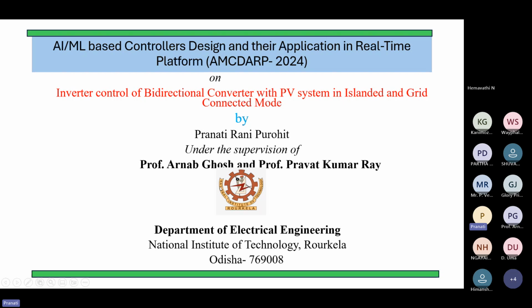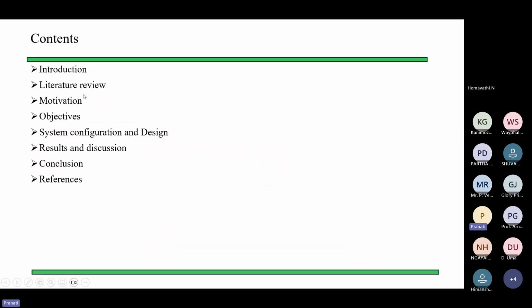Good morning, everyone. I'm Pranati Purohit. The topic is artificial intelligence and machine learning based controllers design and their application on a real-time platform. In this workshop, I'm going to present a topic on inverter control of a bidirectional converter with a PV system in islanded and grid connected mode. The contents are introduction, literature review, motivation, objectives, system configuration and design, results and discussion, conclusion, and then my references.